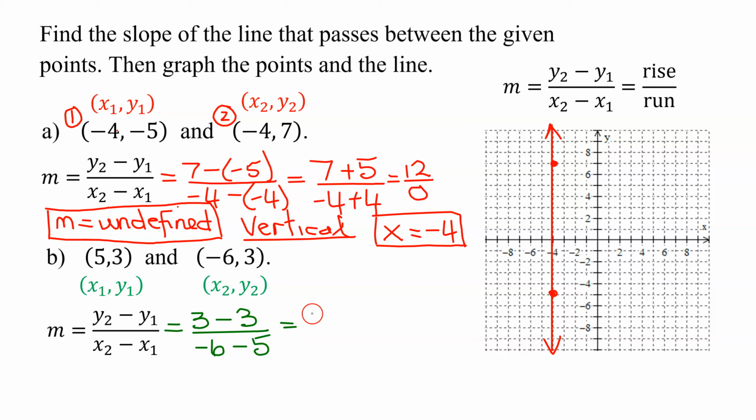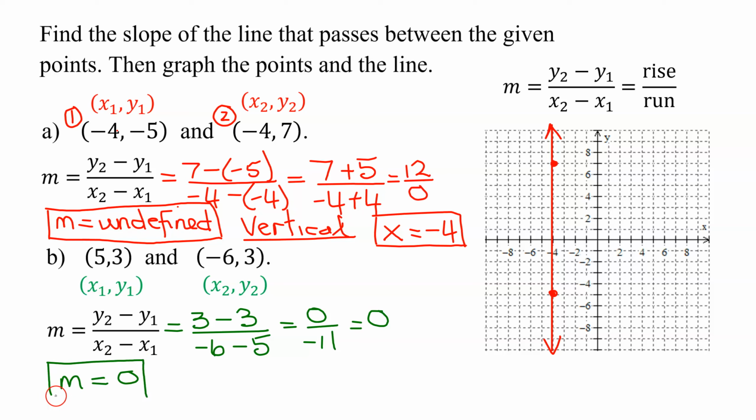So 3 minus 3 is 0. And in the denominator, I have negative 6 minus 5, which is the same as negative 6 added to a negative 5. So my denominator is negative 11. Now, can we have 0 divided by a non-zero number? Yes, 0 divided by negative 11 is 0. So in this case, our slope is 0.